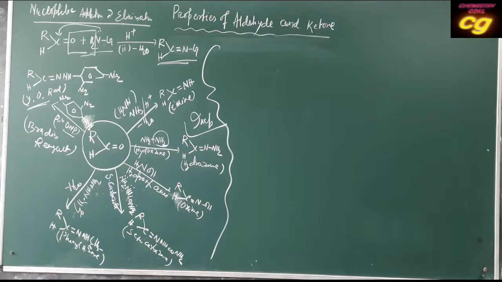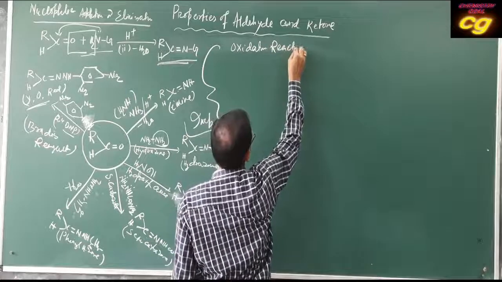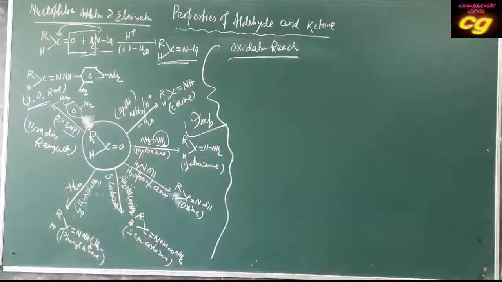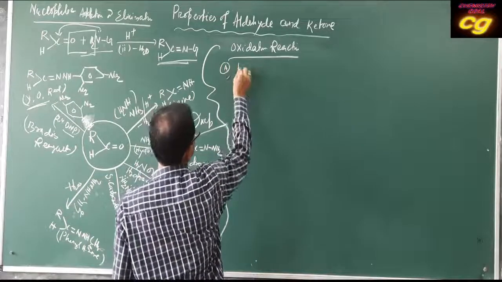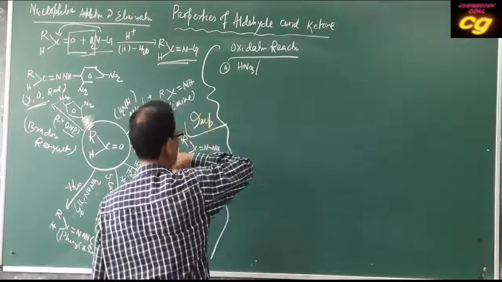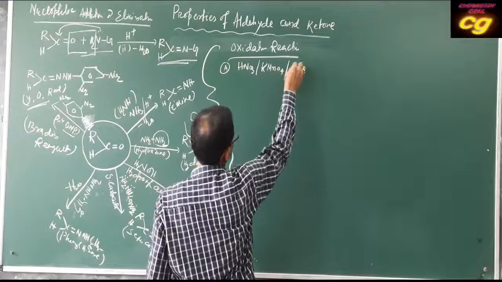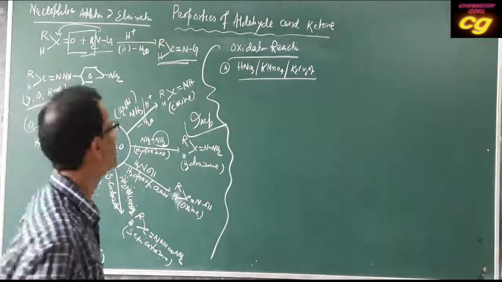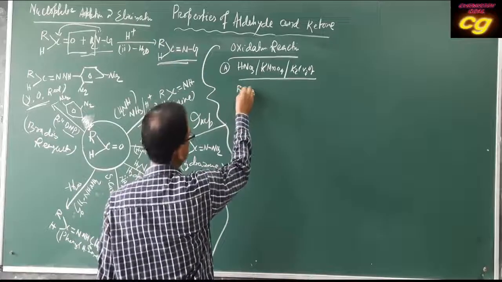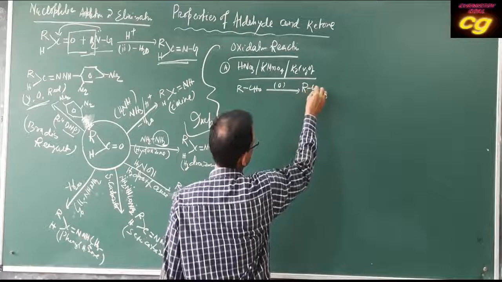Then we will discuss the oxidation of aldehyde and ketone. How will aldehyde and ketone oxidize, and what is the product? What are the oxidation reactions? First, if you use a strong oxidizing agent like nitric acid, potassium permanganate or potassium dichromate solution, they oxidize aldehyde and ketone to acid. Suppose you take an aldehyde, with this oxidizing agent it oxidizes the aldehyde to the acid.